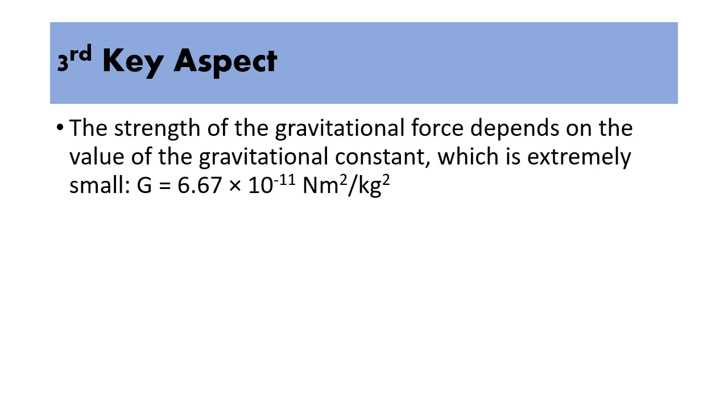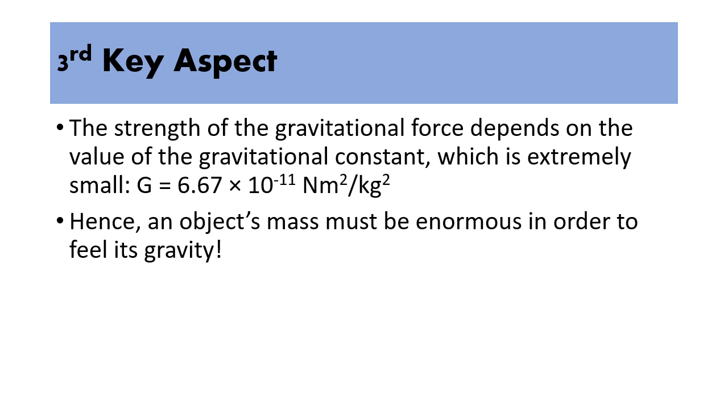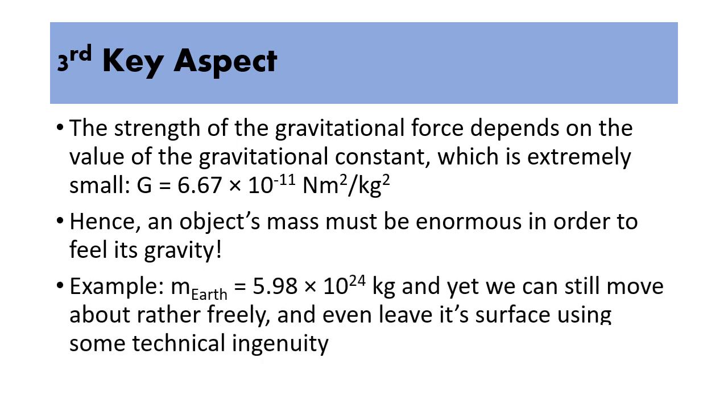The last aspect we will look at involves the gravitational constant. The strength of the gravitational force depends on the value of the gravitational constant, which is extremely small at 6.67 times 10 to the negative 11 newton meters squared per kilogram squared. This highlights how weak gravity really is. Hence, an object's mass must be enormous in order to feel its gravity. As an example, the mass of the Earth is 5.98 times 10 to the 24 kilograms, and yet we can still move around its surface rather freely, and even leave its surface with some technical ingenuity.